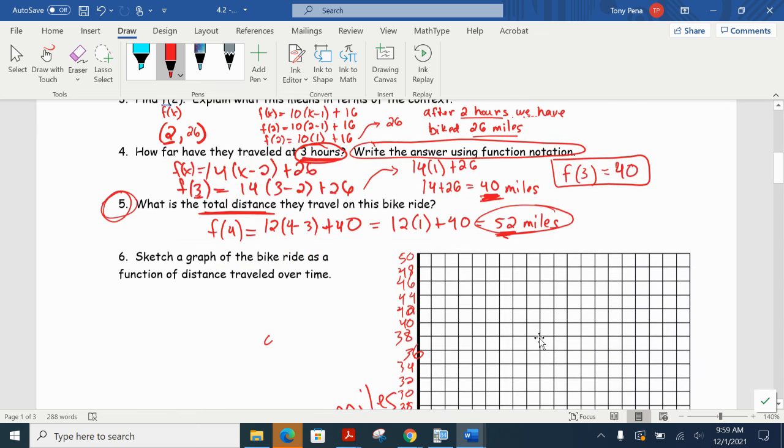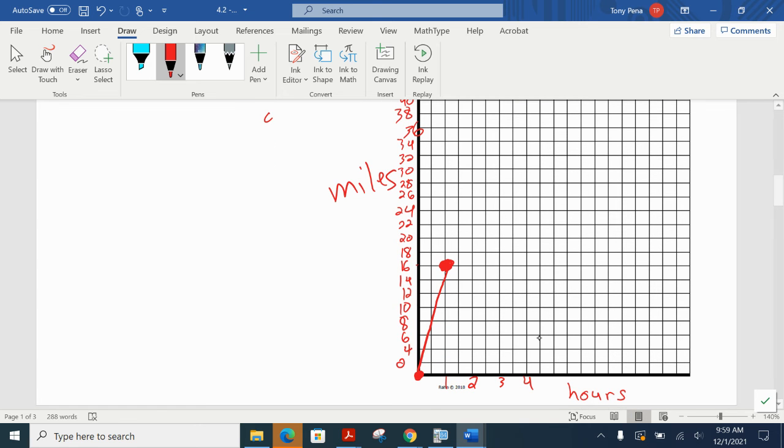All right, so let's go to that big point there. Go up 10. Now, you're not counting 10 tick marks, so keep that in mind. We want to go up 10 in terms of 16. So up 10 would take me to 26. And then I'm going to go right 1 hour, which brings me over to 2. That would be my next one.